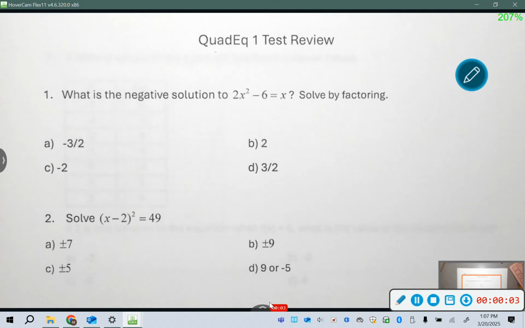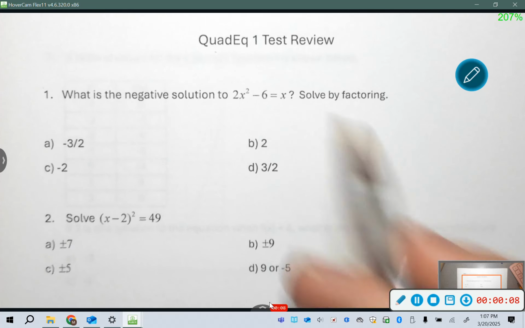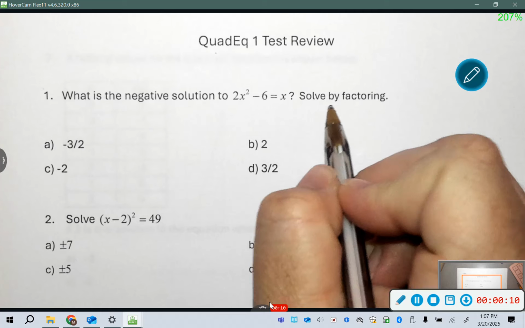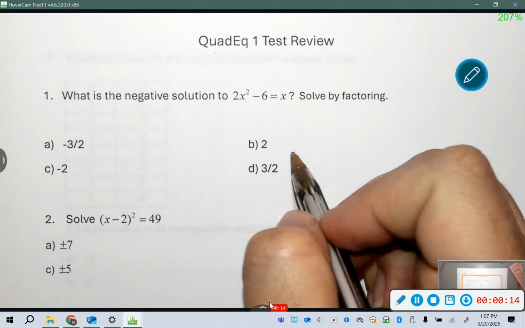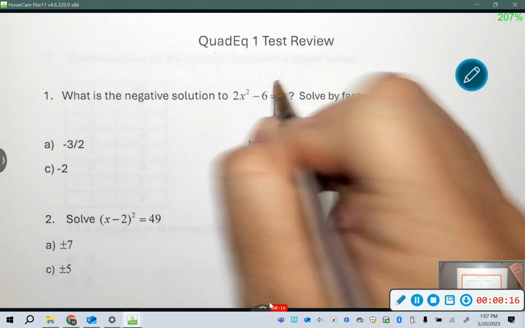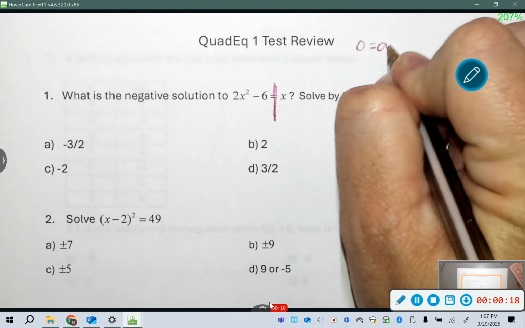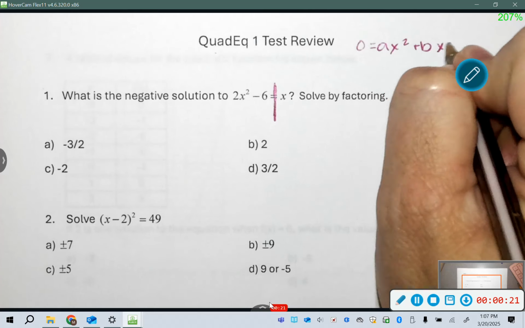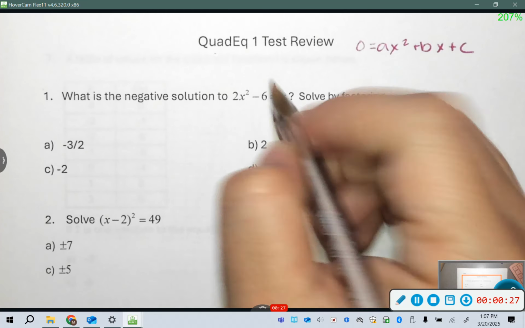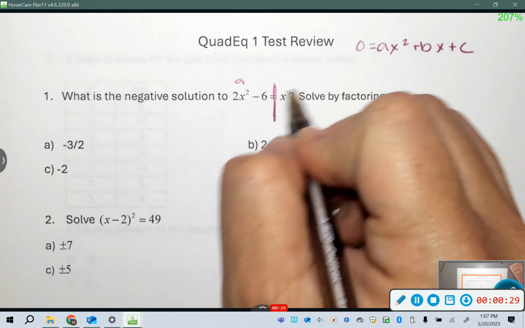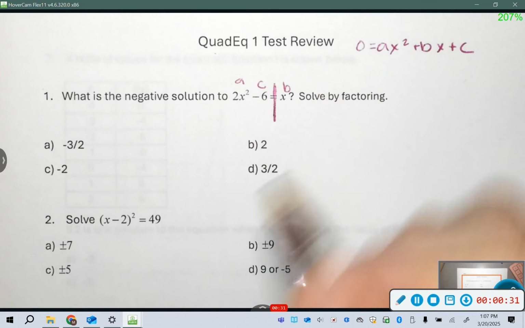Okay, quad Q1 test. So what is the negative solution to 2x squared minus 6 equals x solved by factoring? We know when we're solving by factoring, first things first, it has to equal 0. So I know 0 equals ax squared plus bx plus c is the form I want it in. So I have to get a, b, and c on the same side. A has x squared, B has x, and C has nothing. So I need that x to go in the middle on the left.